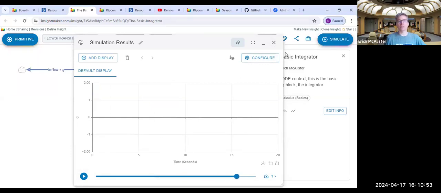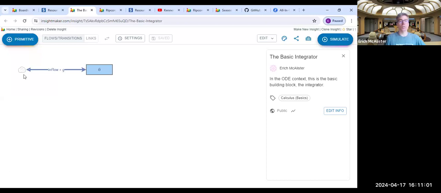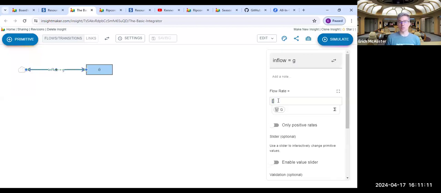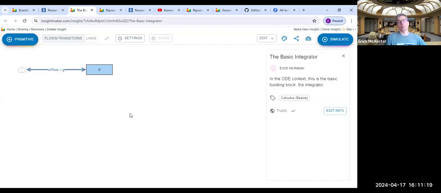So this is our basic building block, and that builds off of what is called a partial flow. You see that little cloud? Let me change this back to cosine. That means that there's no direct stuff flowing from somewhere into G. It's just that this is the flow rate. This is how stuff accumulates in G.